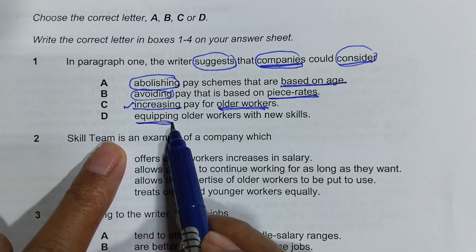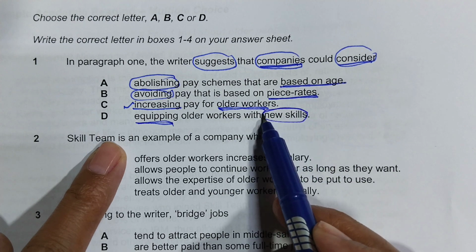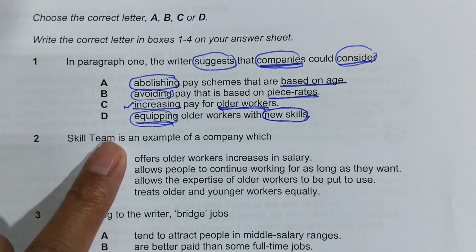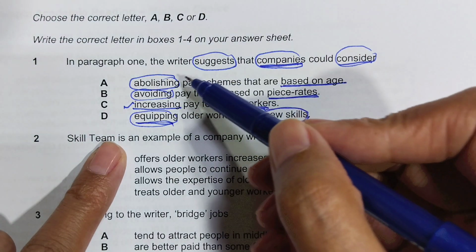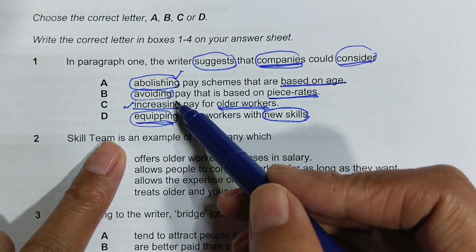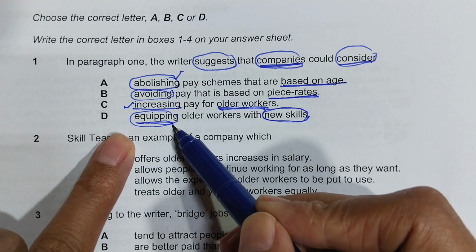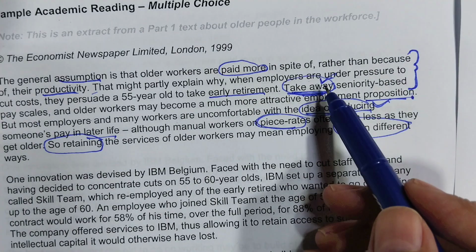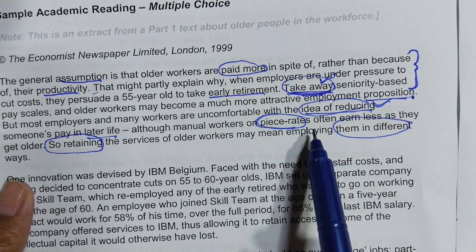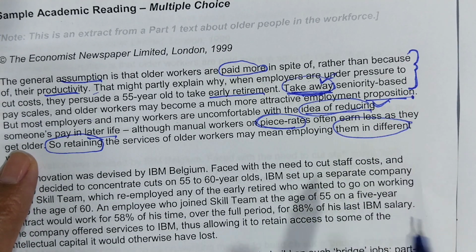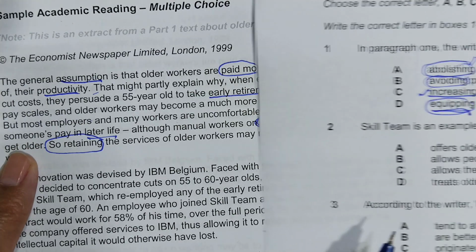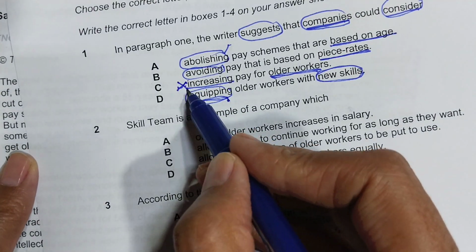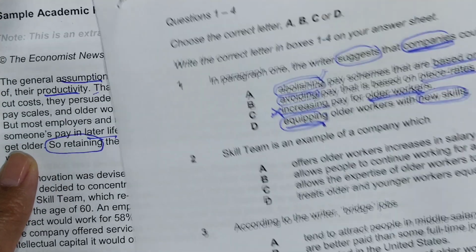Equipping older workers with new skills. I mean here they are saying to teach them new skills so they can earn more. But this is only an assumption. So abolishing, avoiding, increasing and equipping: 4 keywords are here for us. First we find takeaway, and takeaway means abolishing. Second, the idea of reducing pay. But here they are not talking about reducing pay, they are asking increasing. So this one is our wrong option.